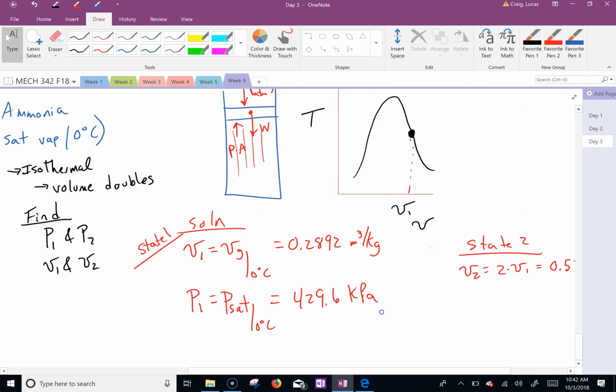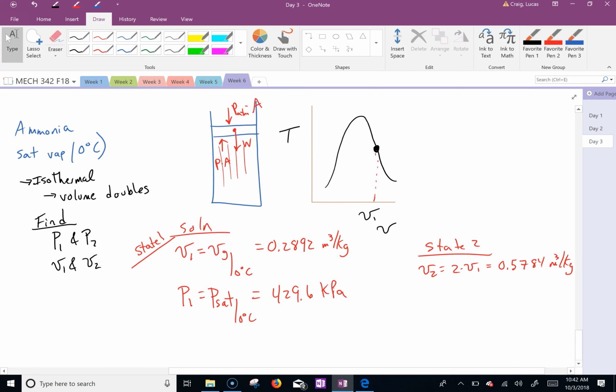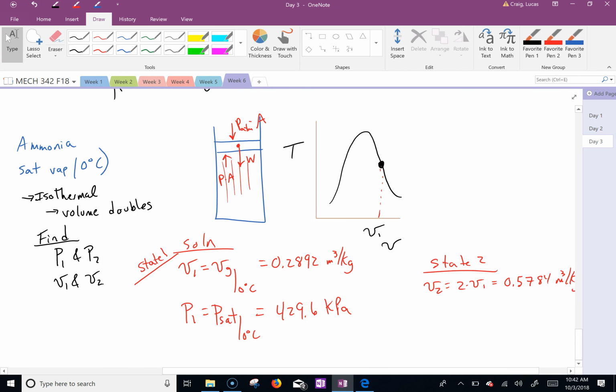Now what? Are you stuck? Shouldn't be. What's the temperature? 0. Yes. Why? It's isothermal. We know it's a perfect horizontal line. Where are we? Superheat. So where do you have to go to find the pressure? Superheat tables. Now you could have used equations, right?